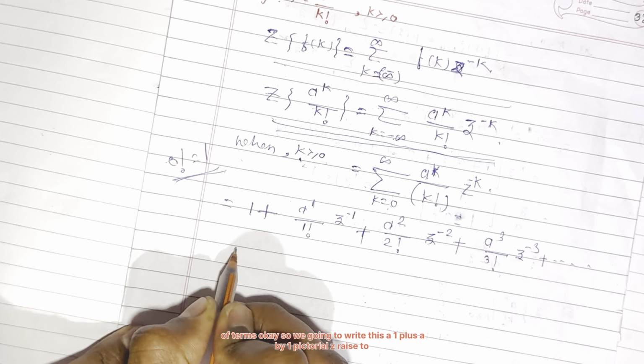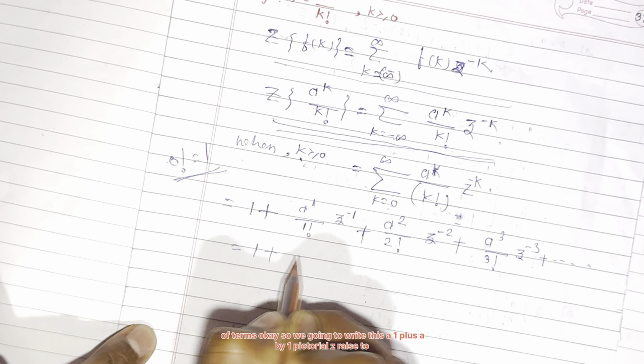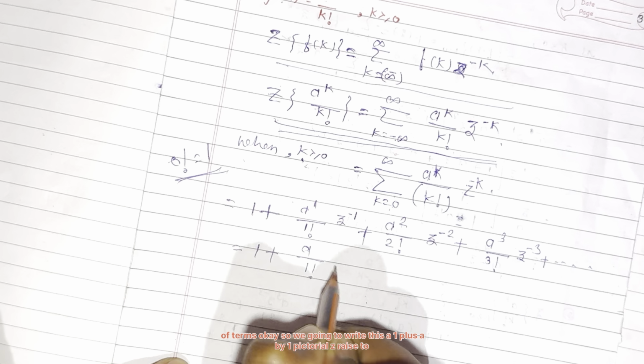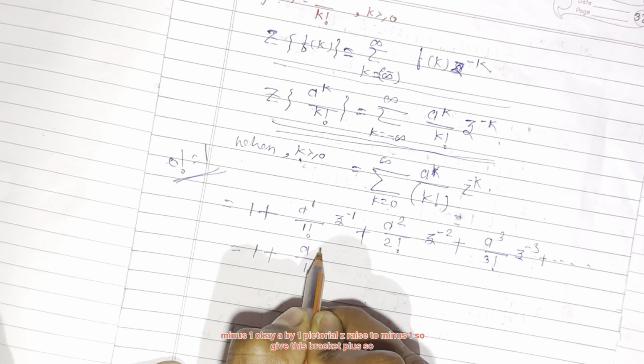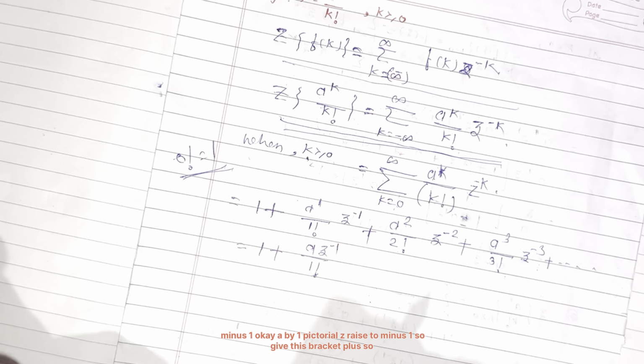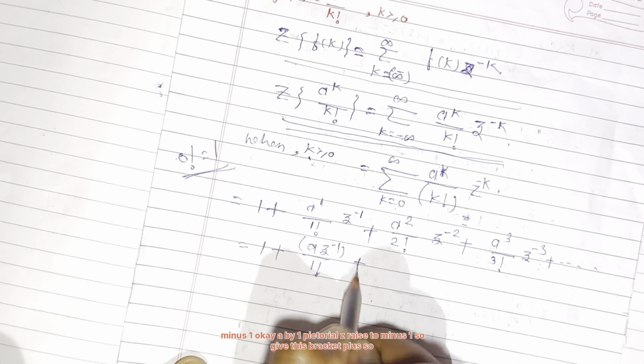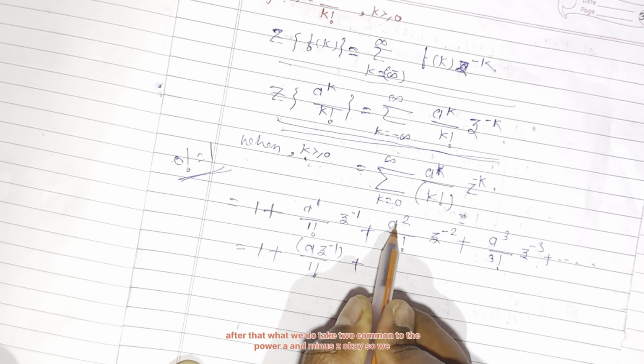So we're going to write this as 1 plus a by 1 factorial, z raised to minus 1. Give this bracket plus. After that, what we do is take the power 2 common to a and z.